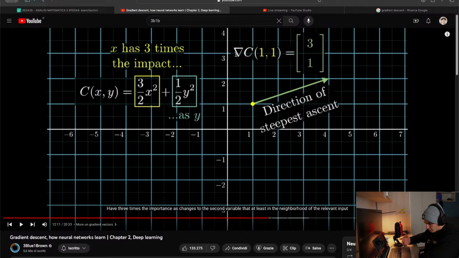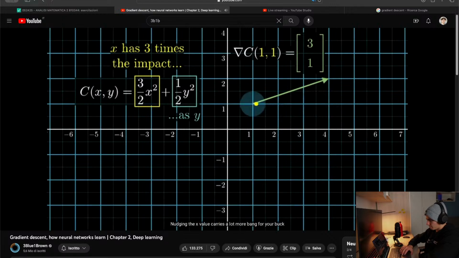Quando faremo, computeremo questo gradiente, andiamo a dare, cioè in realtà il computer e le librerie che sono già fatte, perché alla fine sono tutte cose già fatte, quello che si va a fare è dare dei weights maggiori ai valori maggiori. At least in the neighborhood of the relevant input, nudging the x value carries a lot more bang for your buck.